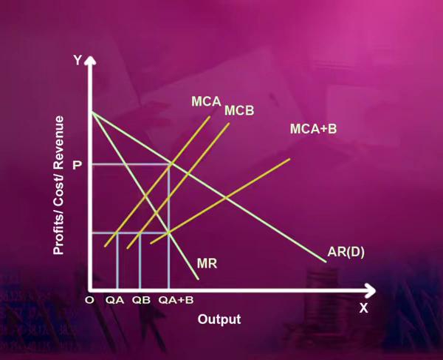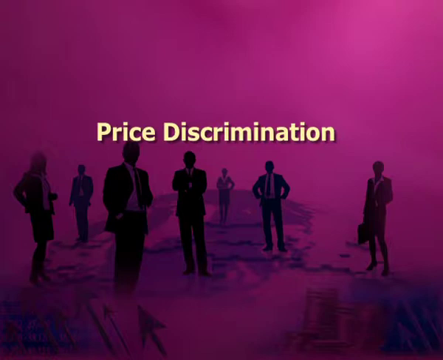Thus, to calculate profit, the condition for equilibrium is MCA+B equals MR, which corresponds to OQA+B. Thus, at equilibrium, the firm produces OQA+B level of output and sells at OP price. This implies equalization of marginal cost of both the plants, which is achieved when plants A and B produce OQA and OQB respectively. Let us move on to the next topic, that is price discrimination.